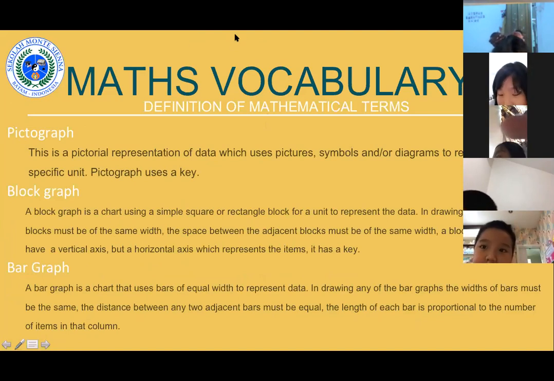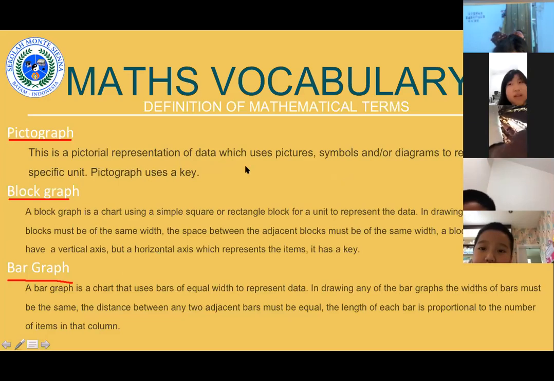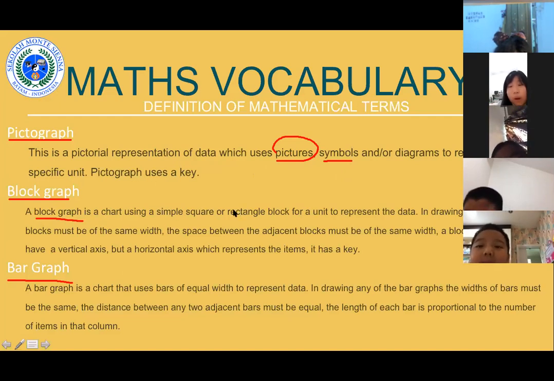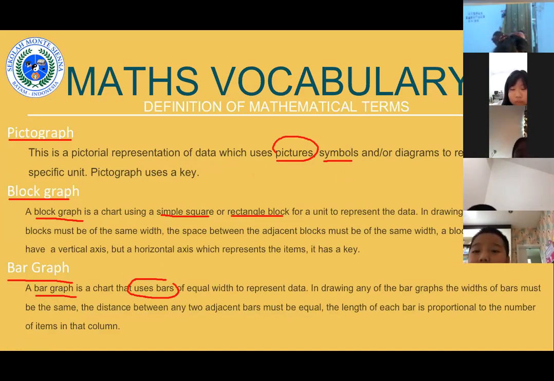Now, for you to familiarize yourselves with the different types of graph: pictograph, block graph, bar graph. For pictograph, it uses only pictures or symbols. Remember that pictograph comes from the word pictures. Block graph comes from the word block. It uses a simple square or rectangular block. And lastly, bar graph, it uses bars. Okay, what are the three different types of graph? We name them pictograph, block graph, and then bar graph.